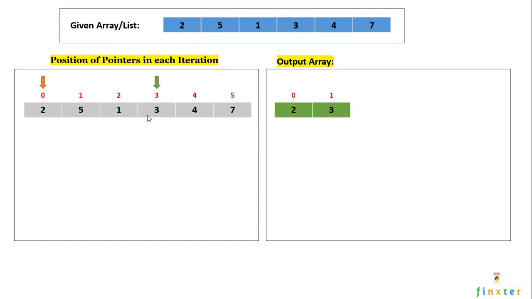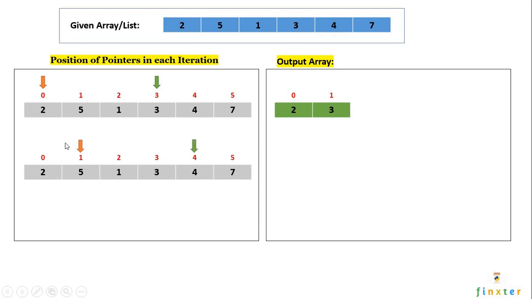Then we move on to the next iteration such that we shift the pointers i and j by 1 unit. That is, i will move on to the first index while j will move on to the fourth index. So as you can see, i moves on to the first index which holds the value 5, while j moves on to the fourth index which holds the value 4.